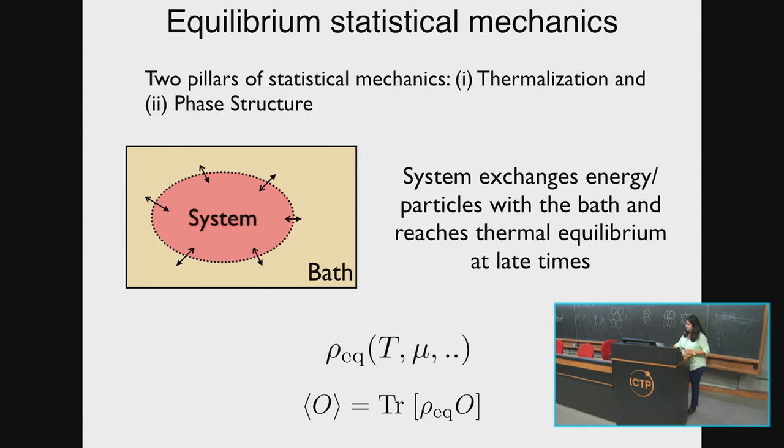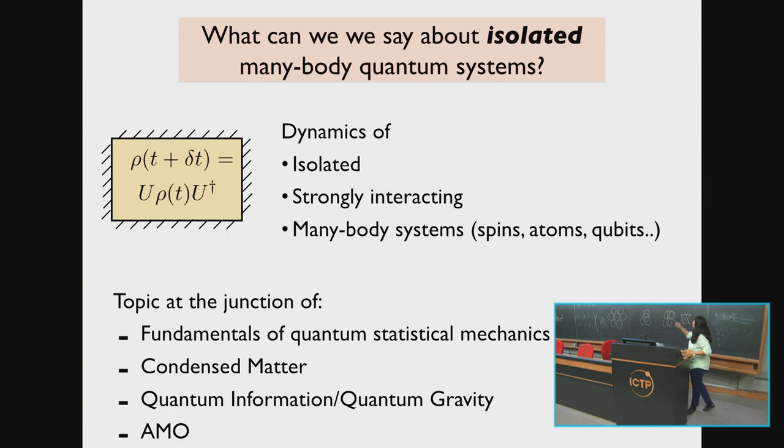However, you can ask, what about isolated many-body quantum systems? Okay, what if there is no bath? This is really a topic which is going to the fundamentals of quantum statistical mechanics, right? It's a very, very foundational question. Why do we need this extra bath hanging around? If you had the system and the bath, you can just combine them into a bigger system and say, well, that's my whole system. Okay? How does that behave, right?